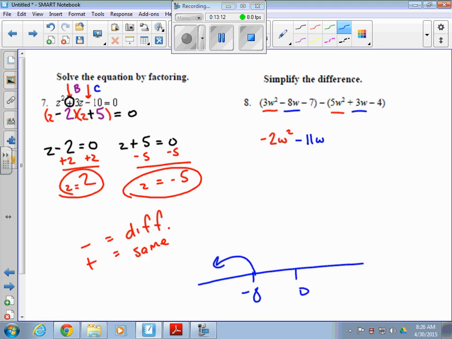Then you go to the constant term that doesn't have a variable. Negative 7 minus a negative 4. Remember, anytime you have minus a negative something, like negative 7 minus a negative 4, minus a negative means to add a positive. So negative 7 plus 4 is going to be negative 3. And here's your trinomial when you simplify it by subtracting the 2.